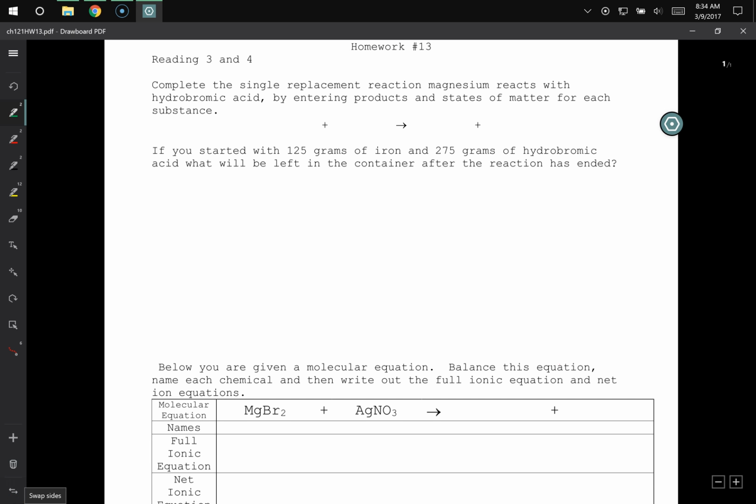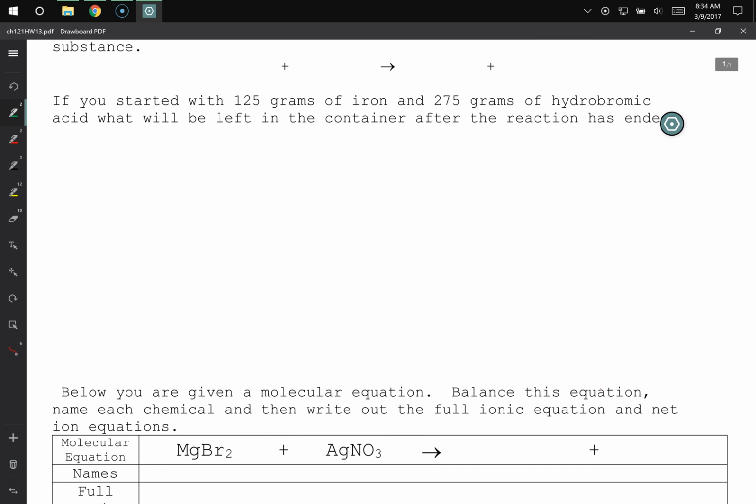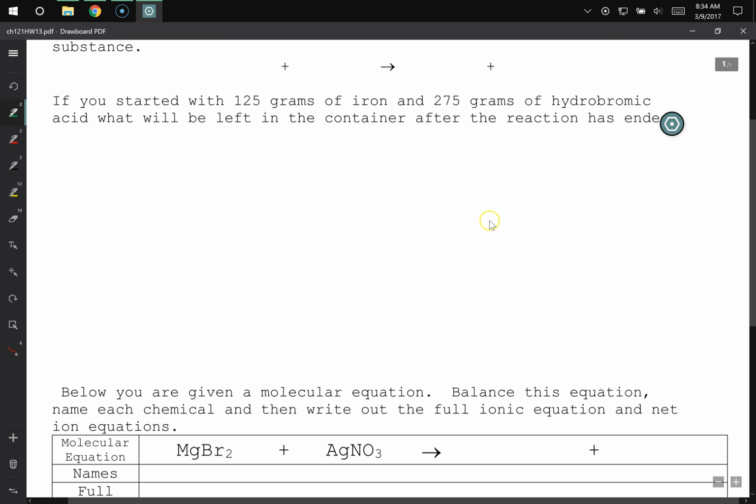Okay, let's go ahead and start on this. The first thing we want to do is create this single replacement reaction. I'm sorry about the error here with the iron. I posted that last night. This shouldn't say iron, it should say magnesium. It was a typo, yeah.